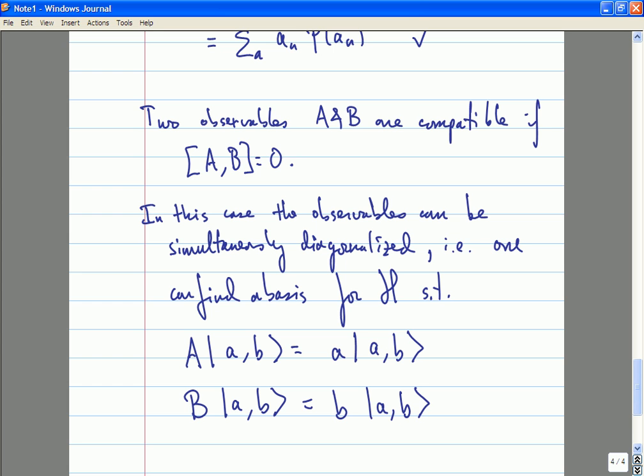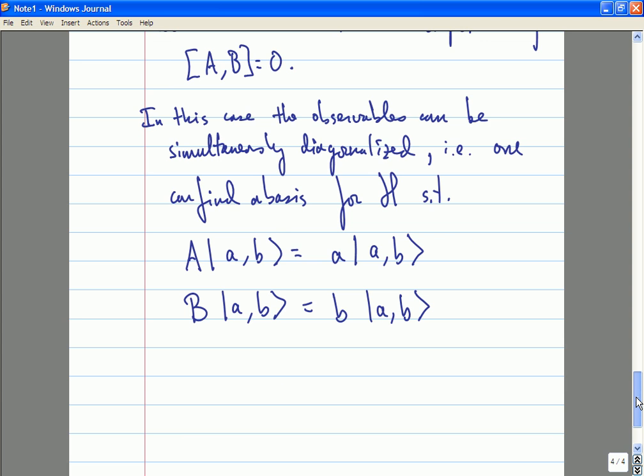So 2 observables which do not commute are referred to as incompatible. And all of the interesting effects of quantum mechanics come from the consideration of incompatible observables. In particular, the most important such effect is the uncertainty relation. So what is the uncertainty relation?